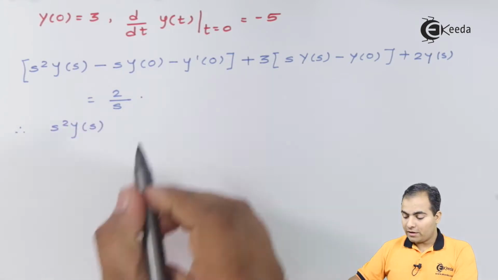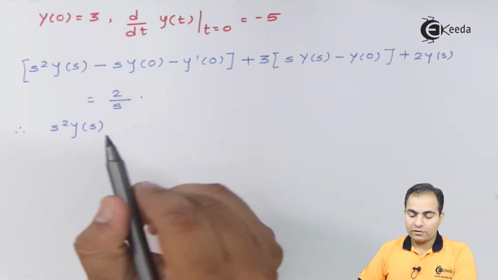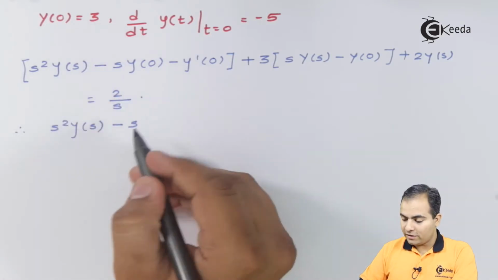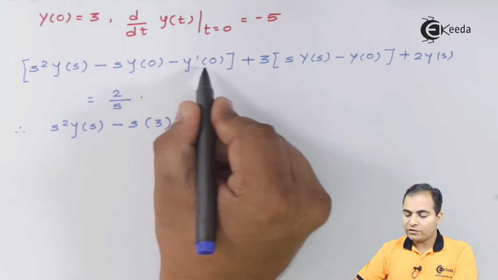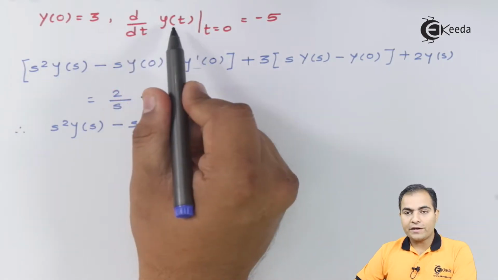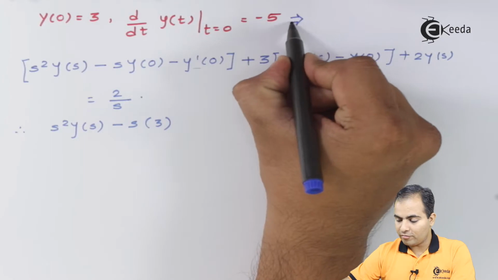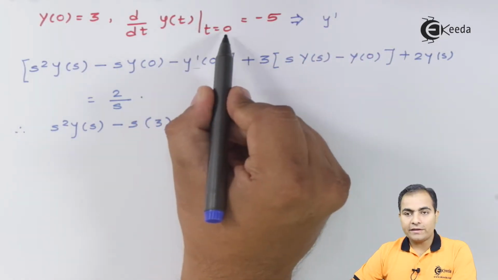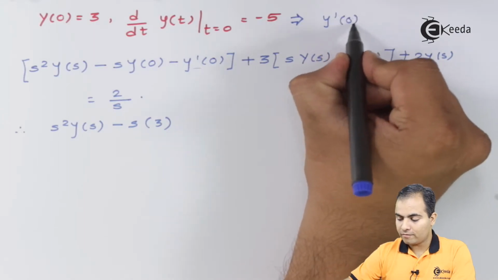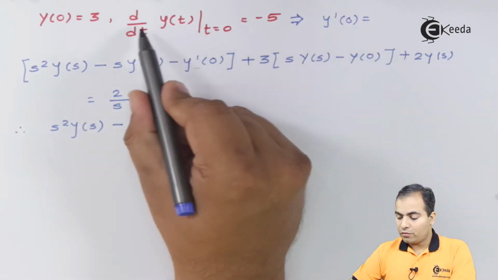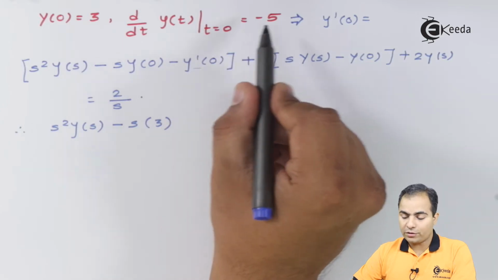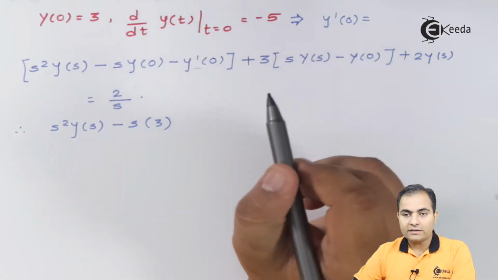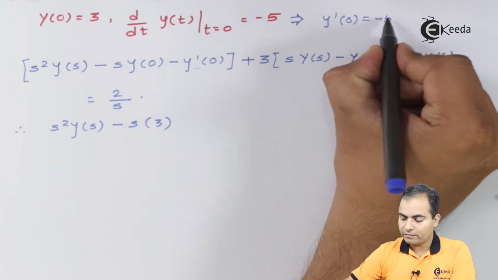Now you can open these brackets also. y of 0 is plus 3. y dash of 0, look at it. d by dt of y of t, which means this is nothing but y dash. Now the t value is already given and it is 0. So d by dt of y of t at t equals 0 is minus 5, which means this is nothing but y dash of 0 and the answer is also minus 5.